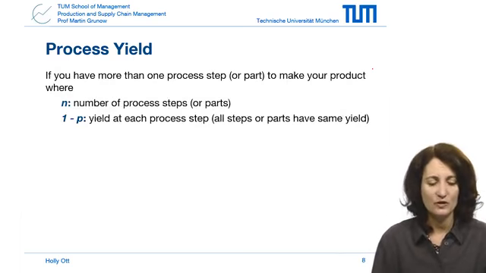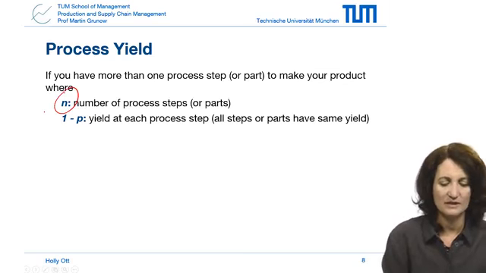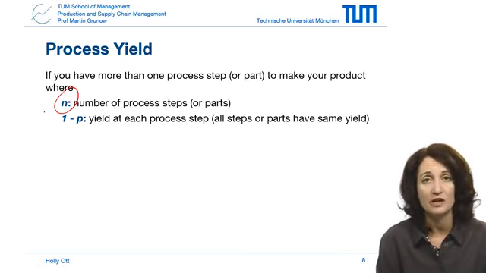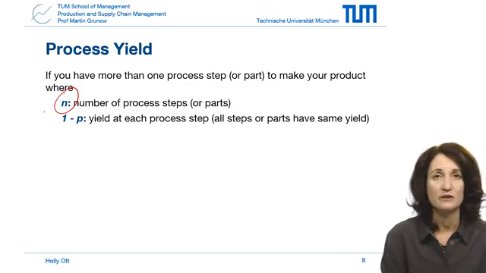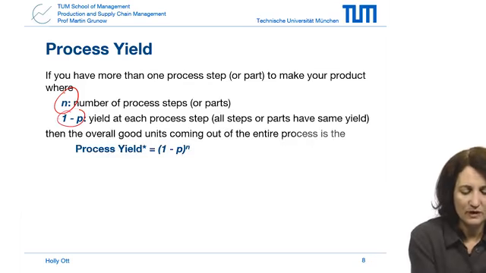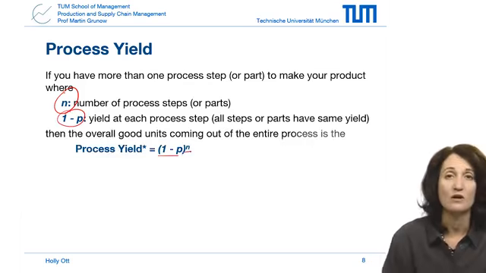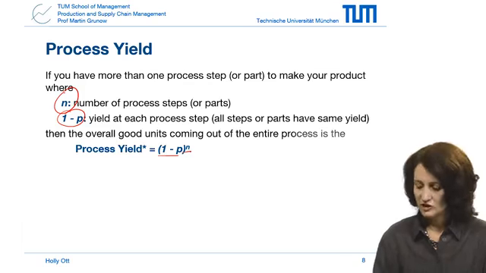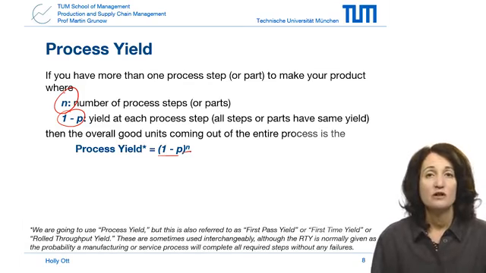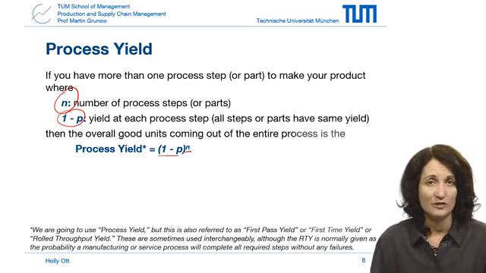So if you have more than one process step or more than one part to make your product, where N is the number of process steps or parts, then the overall good units coming out of the entire process is going to be the process yield, or the yield at each process step, (1 minus P) to the power of N. Now just a note here, we're going to use the term process yield.